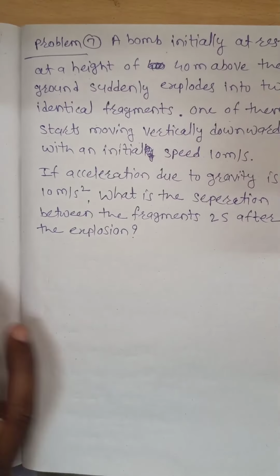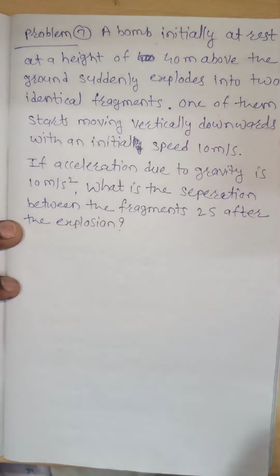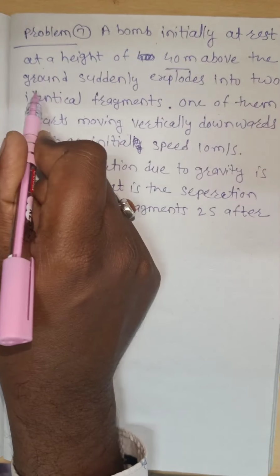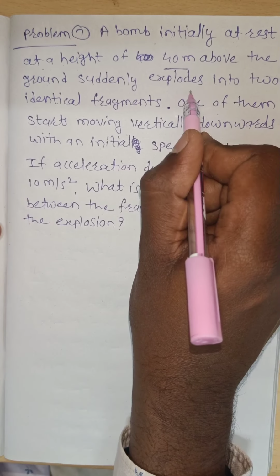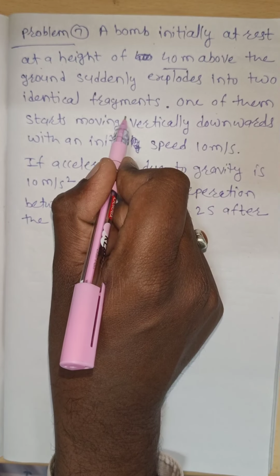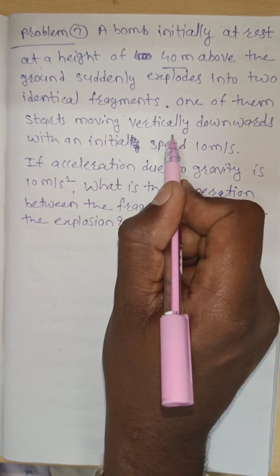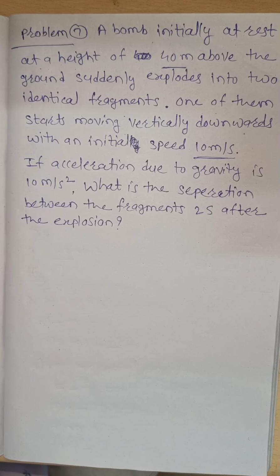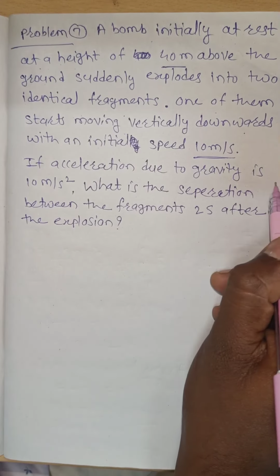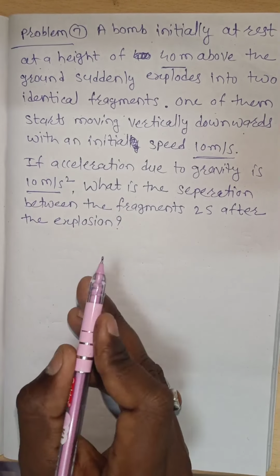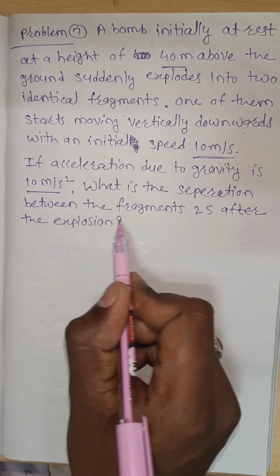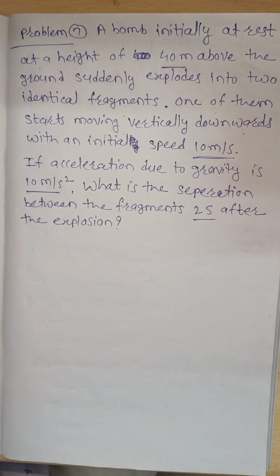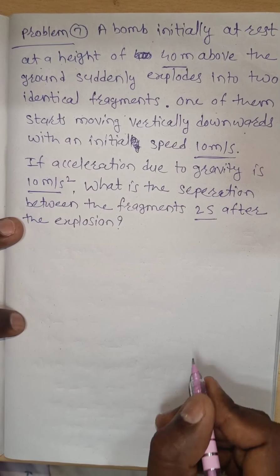Now next up, problem number 7. A bomb initially at rest at a height of 40 meter above the ground suddenly explodes into two identical fragments. One of them starts moving vertically downwards with an initial speed of 10 meter per second. If acceleration due to gravity is 10 meter per second square, what is the separation between the fragments 2 seconds after the explosion? In that case, what happened?